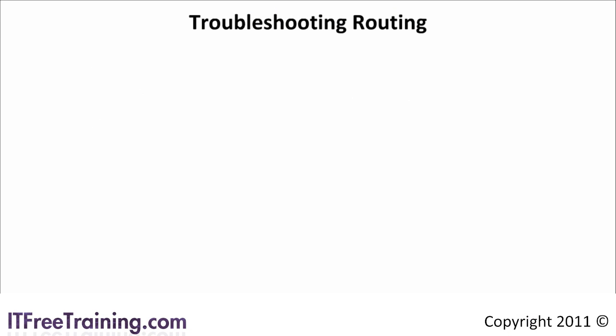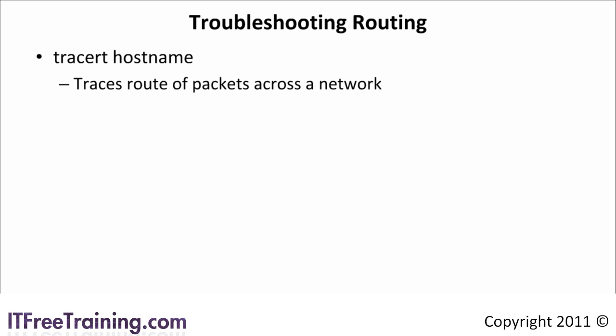Once you set up your network or start supporting one, you are going to have times when users complain that their network communications are not getting through. There are two important tools that Windows Server 2008 uses to help troubleshoot routing problems on your network. The first command is Traceroute. Traceroute shows you the path that packets take across your network.